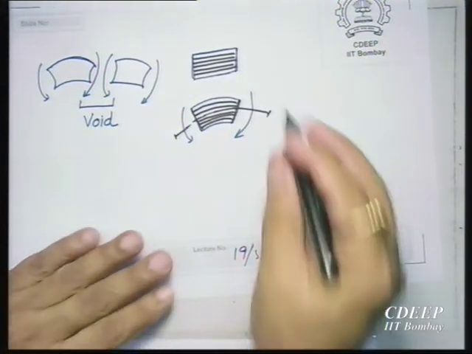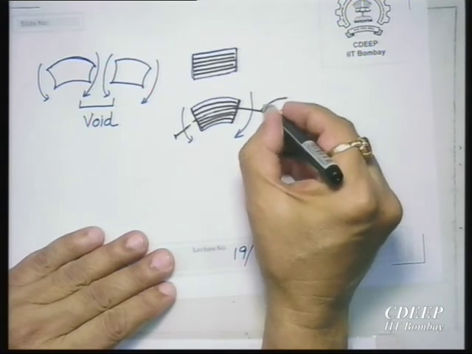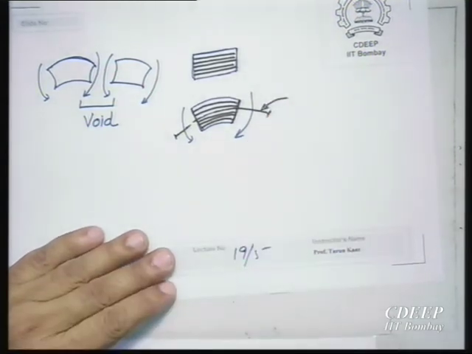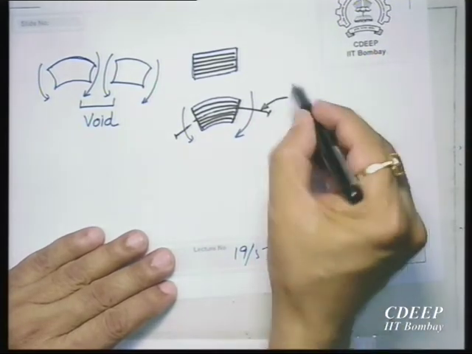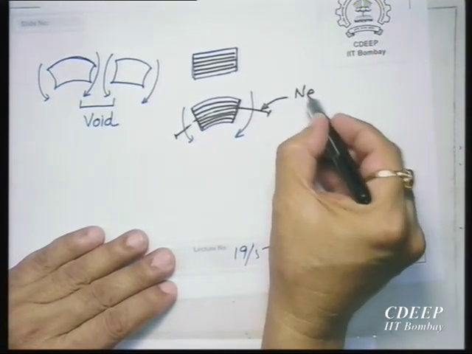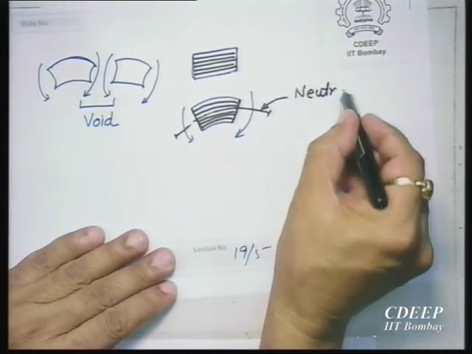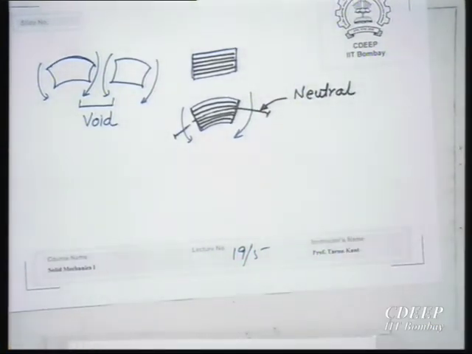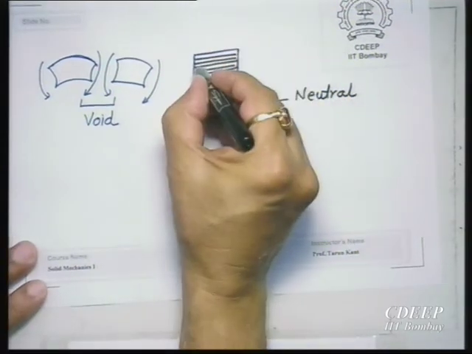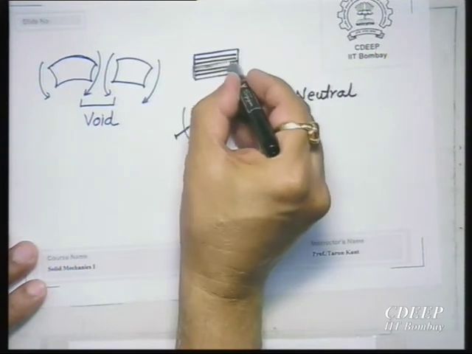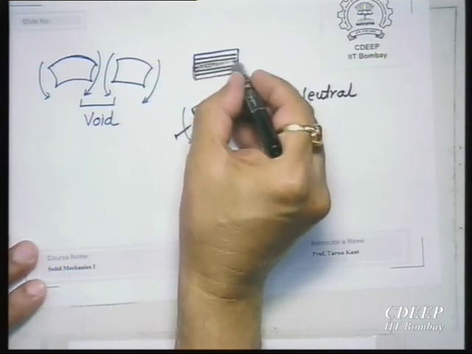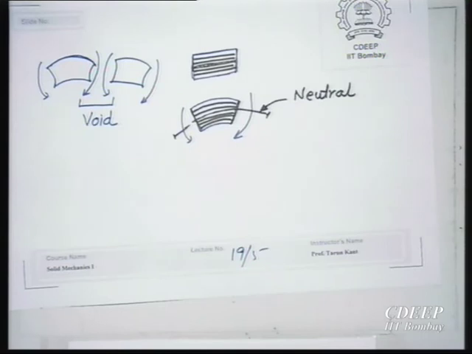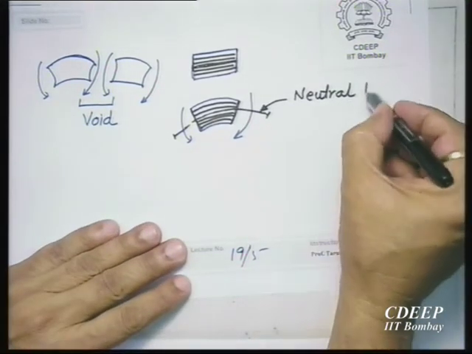Now this has a very important significance. This is called the neutral plane: a plane that does not undergo any extension or compression. It only bends. If you measure this length from here to here, the length remains the same. That is called the neutral plane.